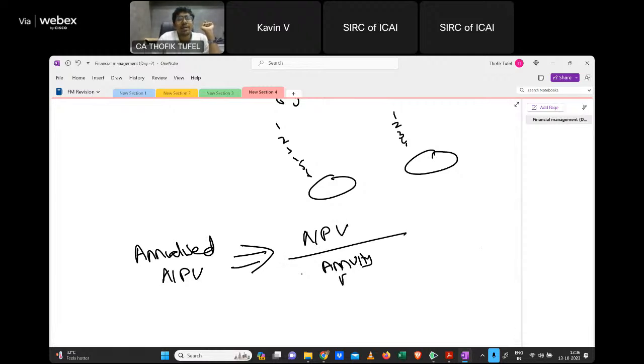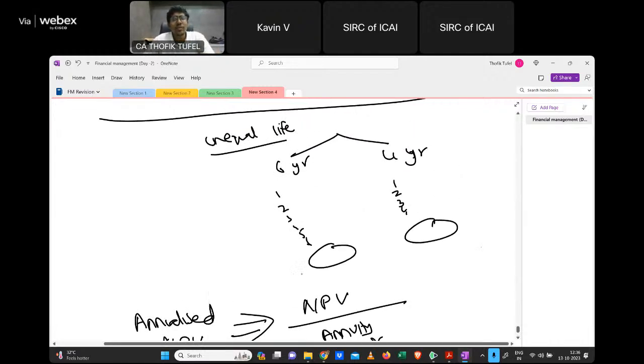Okay, NPV divided by annuity factor. You can directly tell, sir, average you can do, right? 6. So if this is the NPV, you do divide by 6 for annual NPV. You do divide by 4 for annual NPV. See, if I do divide by 6 and divide by 4, I'm forgetting the time value of money factor.